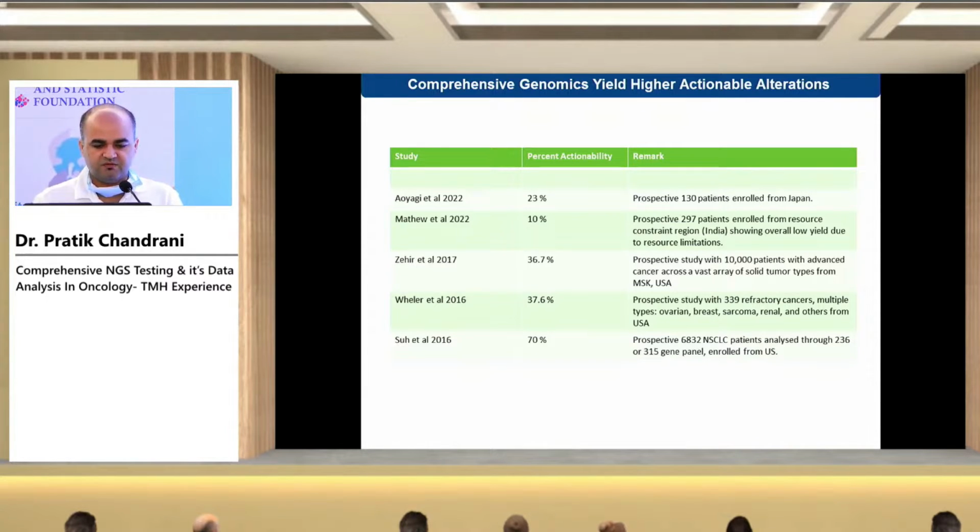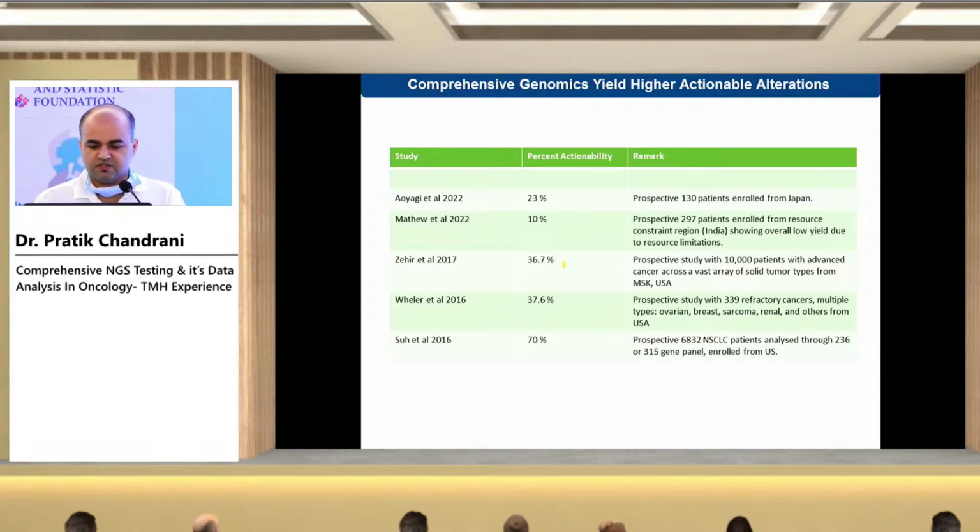So here I'm highlighting a few of the studies which are showing the total yield of therapeutic targets, and you can see that in this latest study from 2022, which was from Japan, around 23% of patients of various cancer types were attributable to targetable therapies. Another study from India, having 297 patients, was showing about 10% of the patients receiving targeted therapy. This number is slightly lower in this entire table, because we know that we have certain resource limitations in the country.